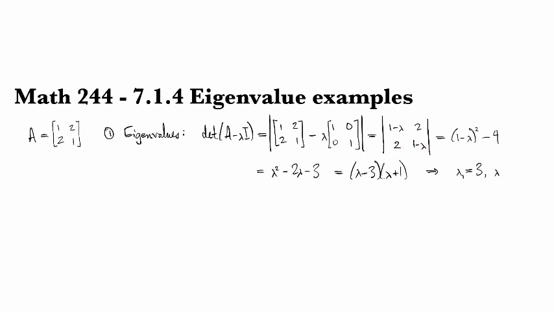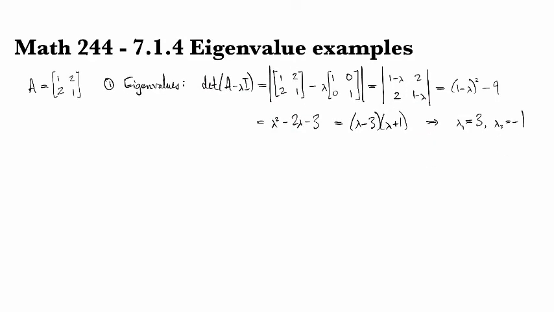And so we have two eigenvalues, 3 and minus 1. And I've called those lambda 1 and lambda 2. It doesn't matter what order you number them in. I just want to label them so that I can keep track of them for the next step.